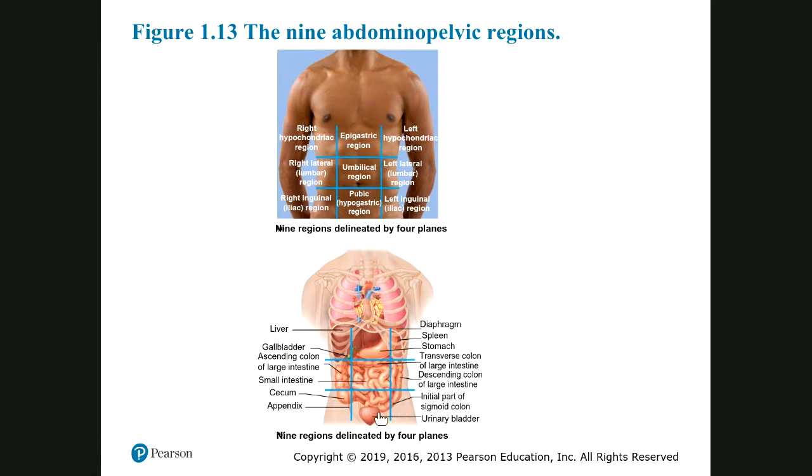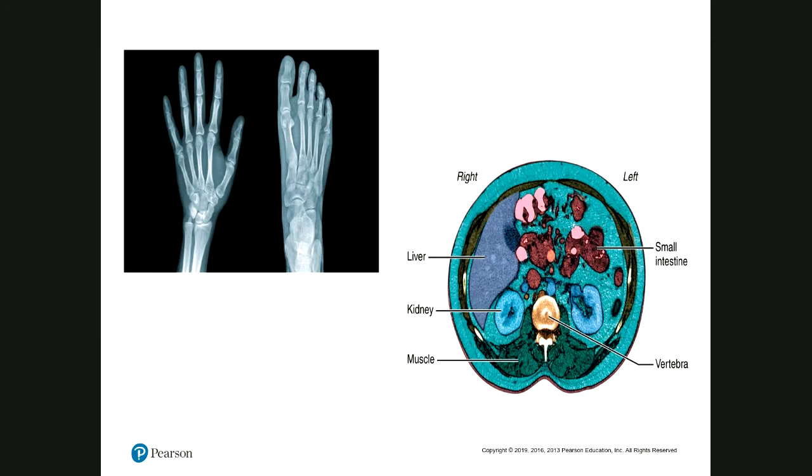In that hypogastric region, we have all of our urinary bladder, and on the right inguinal-iliac region, we'll find our appendix. Okay, so just be familiar with those abdominal pelvic quadrants and our abdominal pelvic regions.